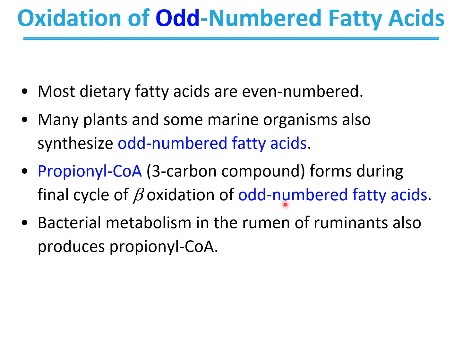Most naturally occurring fatty acids have an even number of carbons and can undergo the beta oxidation that we've covered so far, whether they are saturated or unsaturated. But many plants and marine organisms also synthesize odd-numbered fatty acids. These odd-numbered fatty acids will undergo beta oxidation until we reach the last 5 carbons, which will release one acetyl-CoA and one propionyl-CoA. This propionyl-CoA, a 3-carbon compound, will require further steps for the final oxidation.